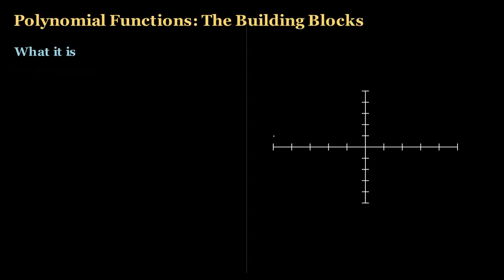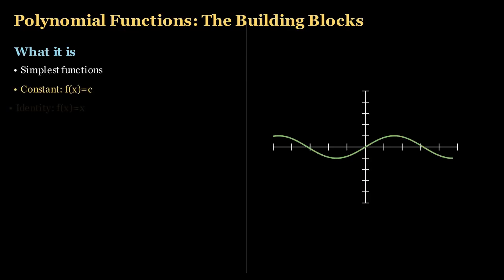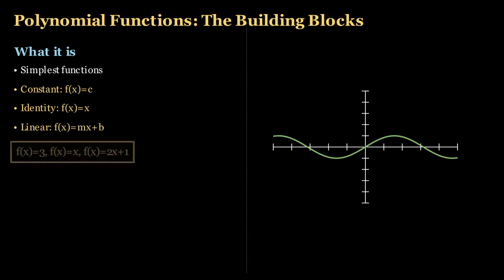We've seen that a function is like a machine that takes an input x and gives back an output f of x. Now let's meet the simplest machines of all. The constant function just ignores the input and always returns the same number c. Think of a vending machine that always gives you the same candy bar no matter which button you press. The identity function is even simpler, it gives you back exactly what you put in. If you put in 3, you get 3. If you put in 10, you get 10.